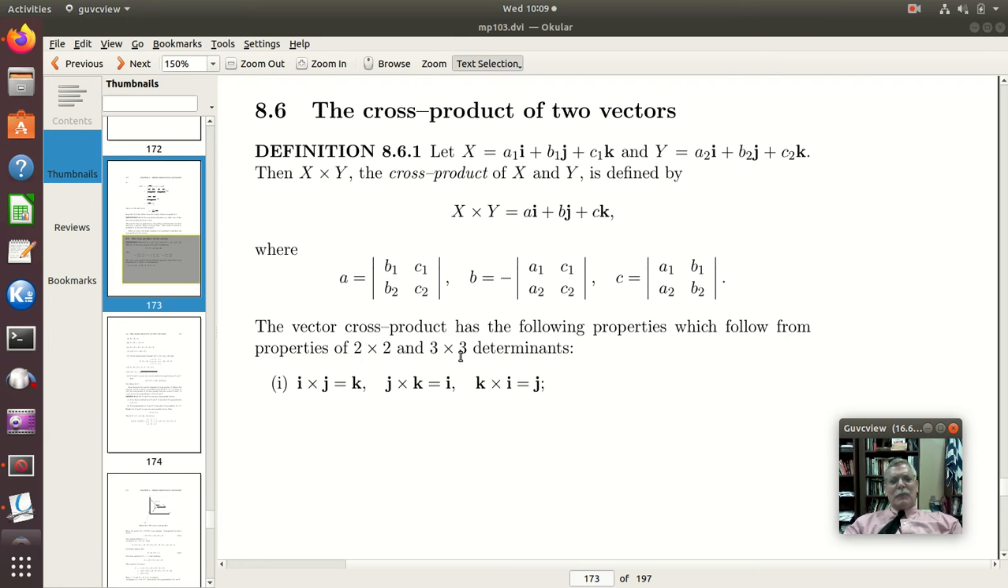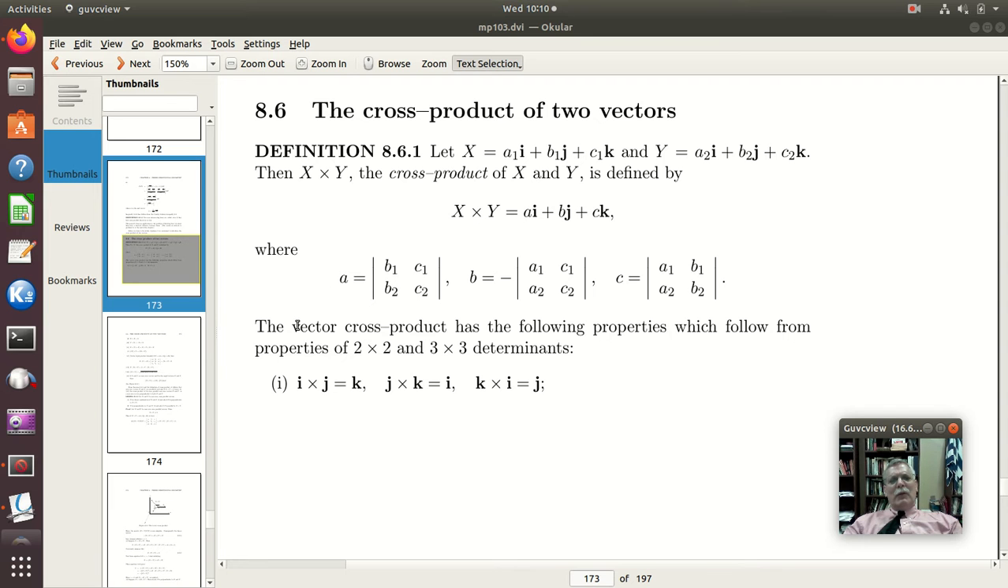And they point out that if you were to do this with the standard basis vectors i, j, and k, i cross j is k, j cross k is i, and k cross i is j. To some extent, though, what the heck, or where's this coming from?